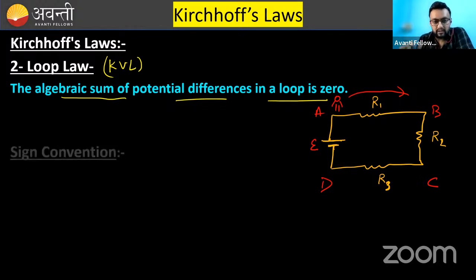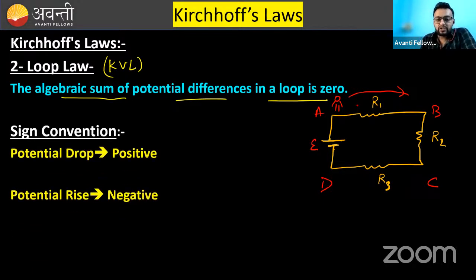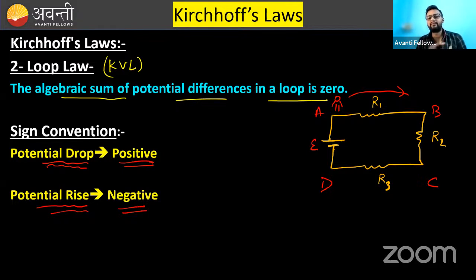What are those sign conventions? If you see there is a potential drop, then write it as positive. If you see there is a potential rise, write it as negative. Someone might have studied it in a different way, but try to learn in this method only. If you find a potential drop, write it positive. Rise will be written as negative. So there might be a confusion in your mind. I will clear it in the next slide.